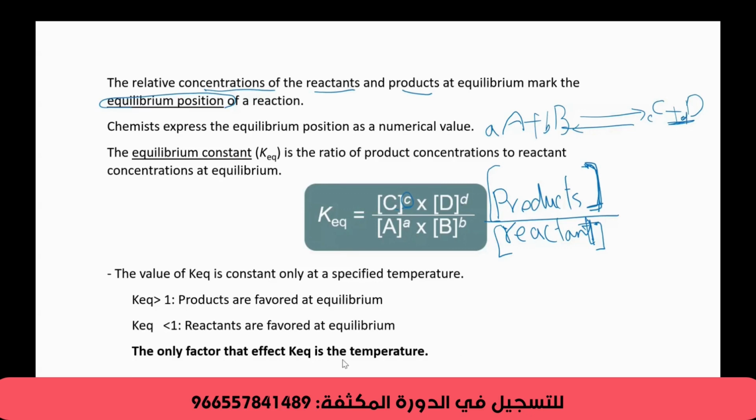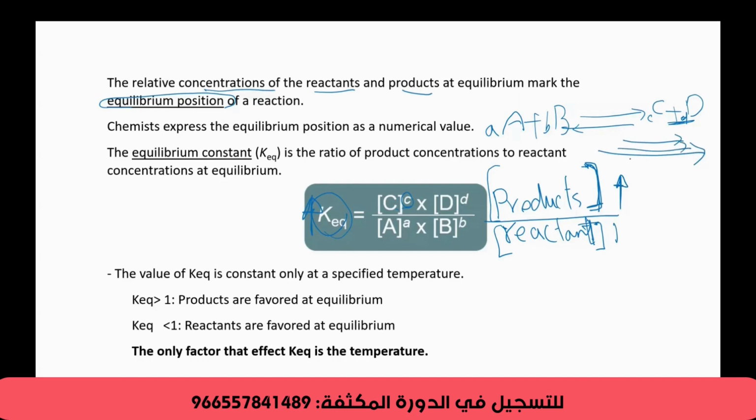Okay, a few points I would like to say. The value of the equilibrium constant is constant only at a specific or specified temperature. The equilibrium constant will be constant when you are at a specific temperature. Okay? When I say the equilibrium constant is high, oh, this reaction is very good. You know why? When the equilibrium constant is more than 1, it means that you have high products versus the reactant. It means that your reaction proceeded forward.